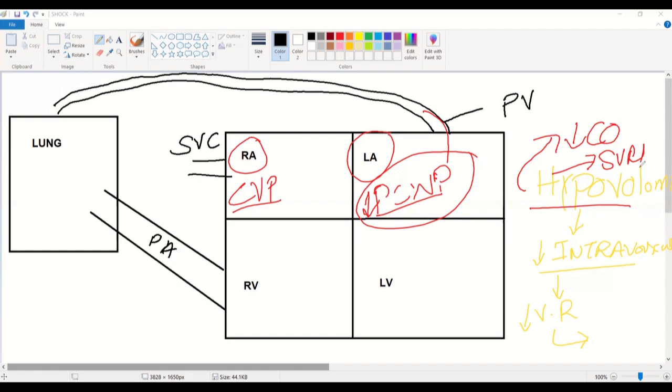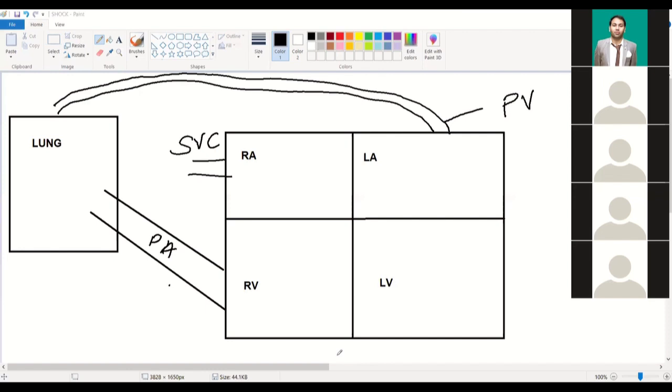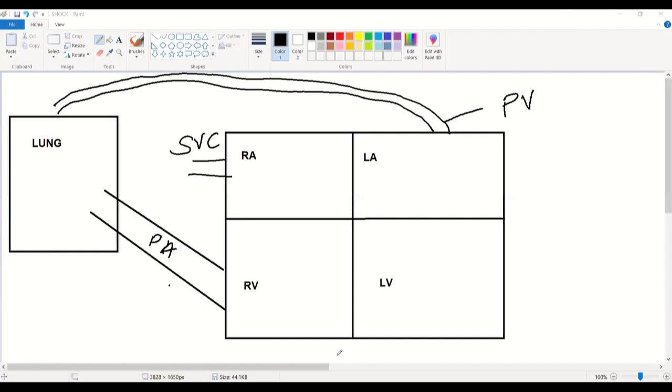So what do the catecholamines do? They act on alpha 1. Okay, there is an internet problem from my side. Is my screen visible or not? Can anybody hear me? It's visible now.